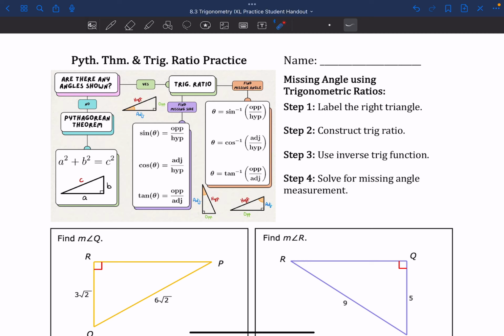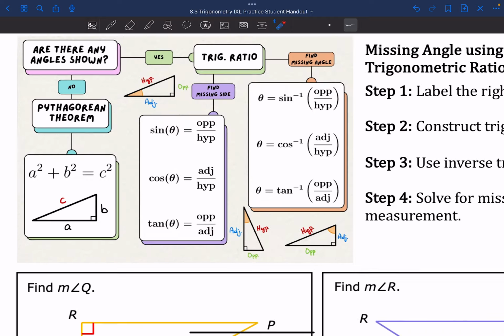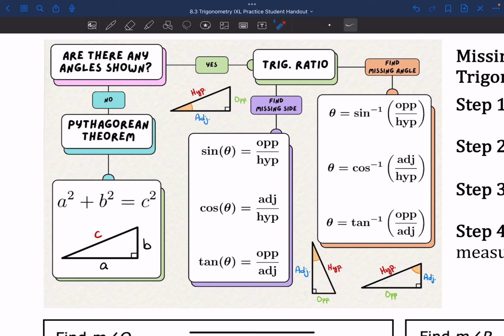All right, scholars, this video is still continuing on trig ratios and applying it, but here we're finding a missing angle. So if we look at the diagram that we have been utilizing, instead of going down the path of finding a missing side from a trig ratio, we are now going to be finding a missing angle. So there's a slight variation.